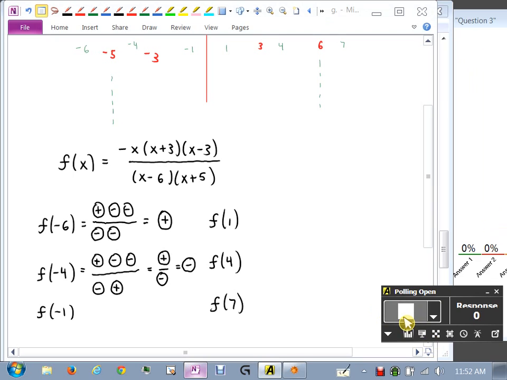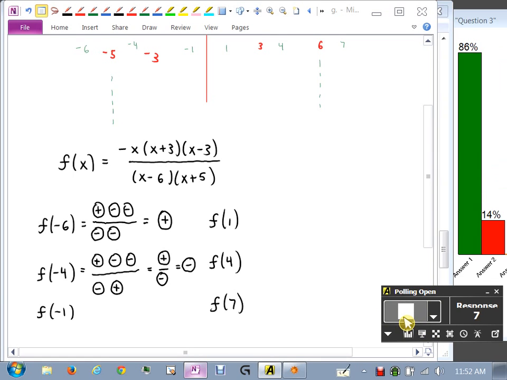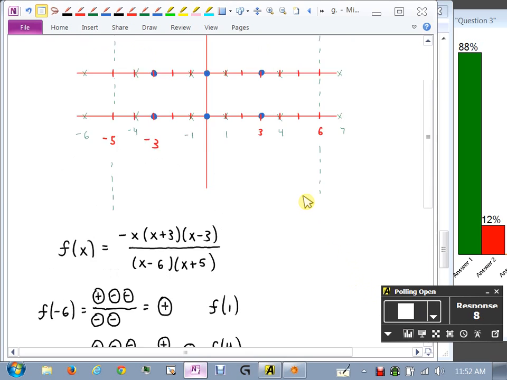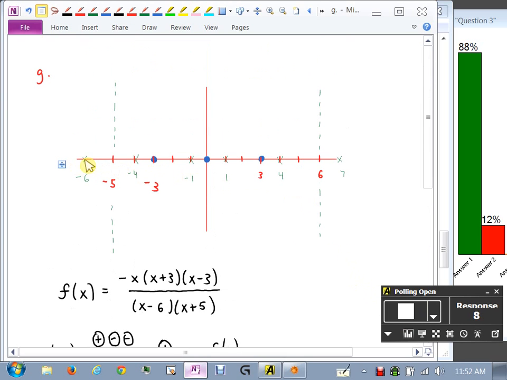Let's just do a quick poll to make sure you understand what I'm doing here. Yes? I have to, according to the steps, pick a number on the left end, and a number on the right end. It's just one of your test points always. You always have to have them in between the x-intercepts and verticals, but then you also need one on each end. Because we want to know the end behavior, and that test point helps us determine what's happening.